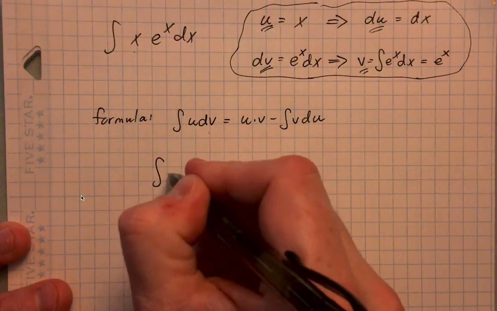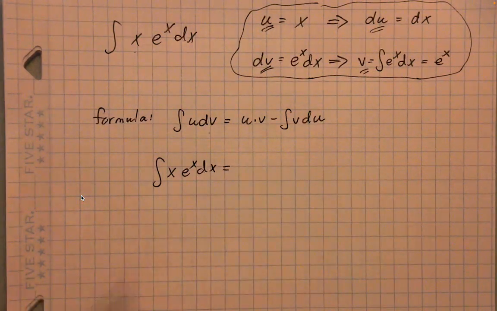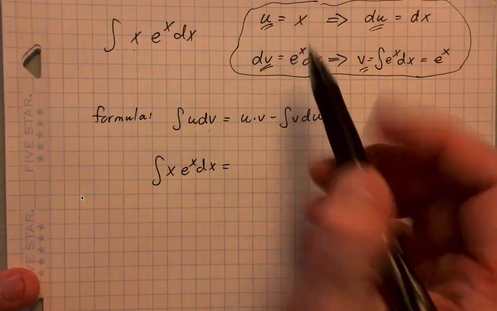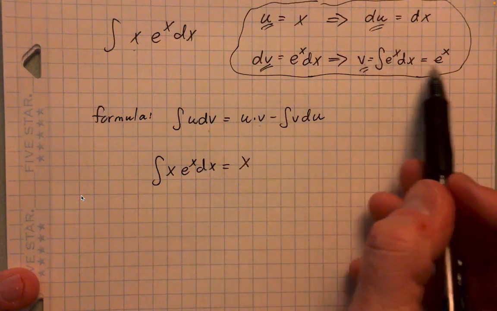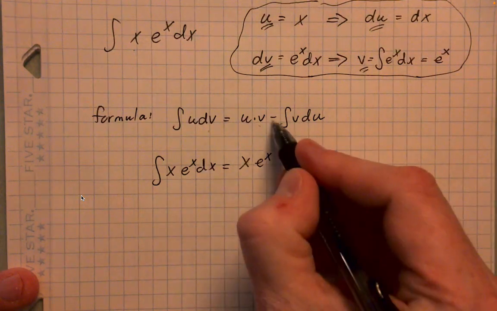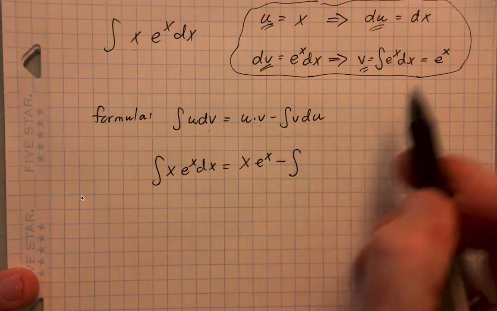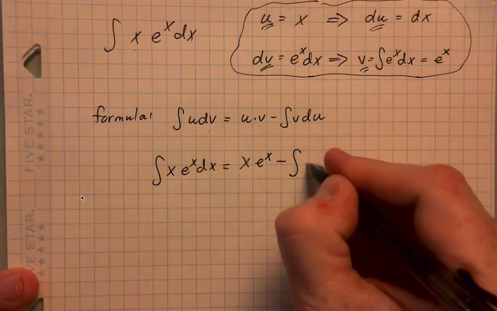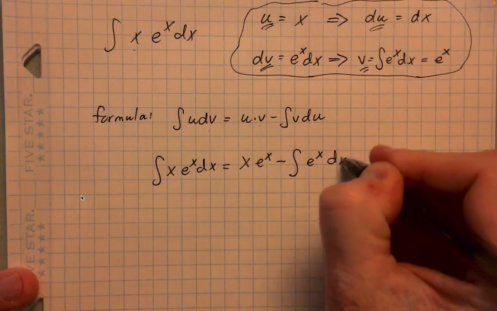So we've got the integral of x e to the x dx is equal to, now what's u? Well, we chose u to be x. And what's v? We find that v is equal to the integral of e to the x dx, which is just e to the x. Okay, then minus the integral of v times du. So v is e to the x, and du is dx.